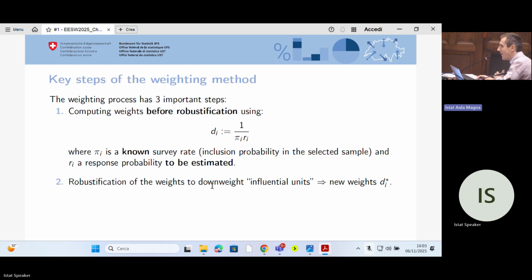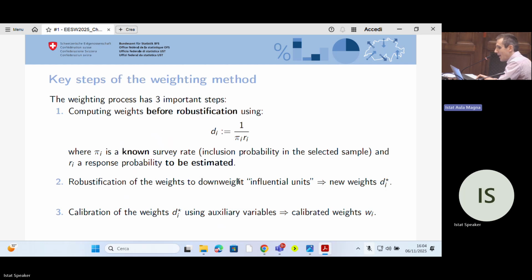Essentially, if you want to think about this robustification, in a few words, it consists in downweighting what we consider to be influential units. Units which are considered influential, we want to reduce a bit the weight that they have. We never upweight a unit. And the third step is the calibration using auxiliary variables. After the calibration, we have our final weights.